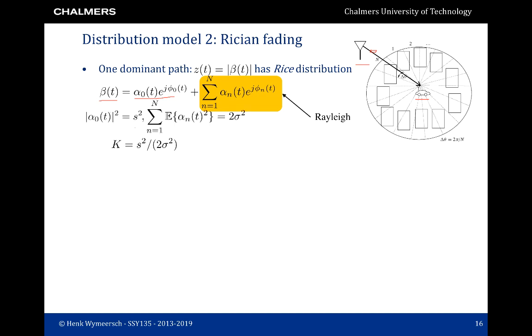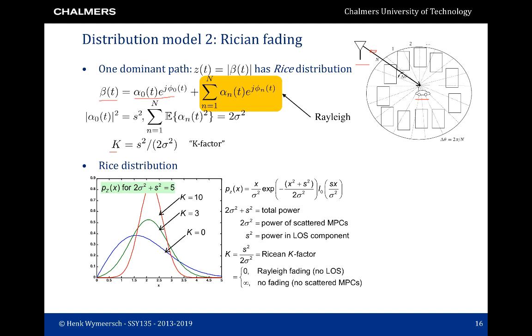The powers of these two are given by s squared and 2 sigma squared. S squared is the power of the line-of-sight part, 2 sigma squared is the total power of all the non-line-of-sight paths. The ratio between the two is called the Rician k factor. It is s squared divided by 2 sigma squared. When we fix the total power, so s squared plus 2 sigma squared, the k factor tells us to what extent the channel is a line-of-sight channel. When k tends to infinity, the channel is a pure line-of-sight channel, while when k is equal to 0, s squared is equal to 0, and the channel is purely Rayleigh fading. This figure shows Rician distributions, so this shows the envelope of the channel, for a total power equal to 5.